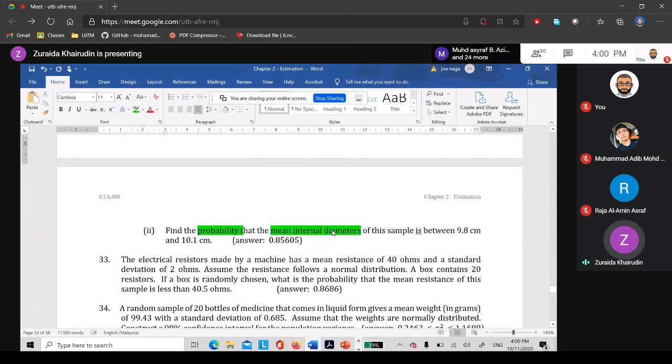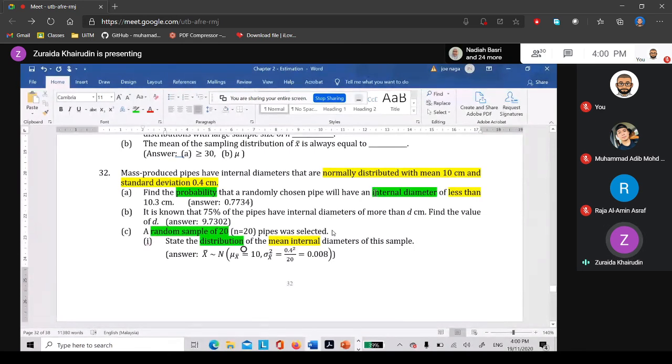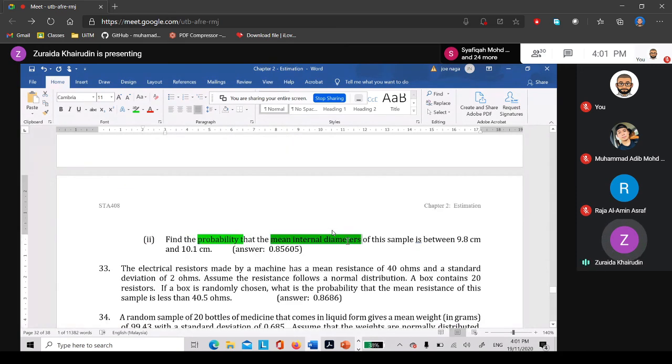Find the probability that the mean. Can you see the difference just now? Probability X. What is your X just now? X is internal diameter. Here for question A, probability internal diameter, that means probability X. How about C2 Roman? Probability mean internal diameter, that means X bar. Probability X bar is between 9.8 and 10.1.